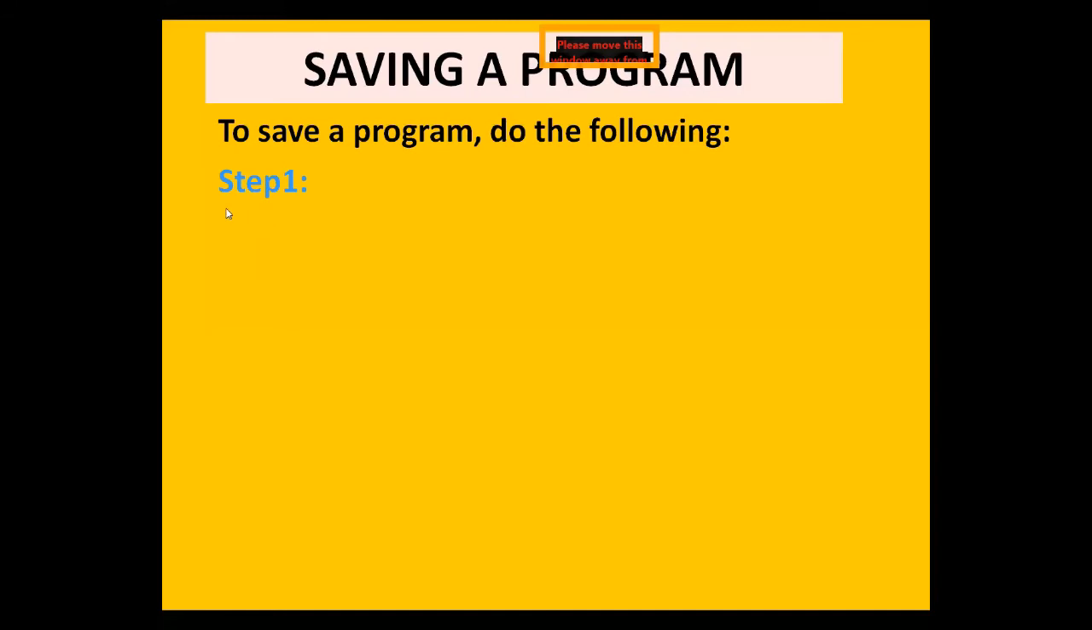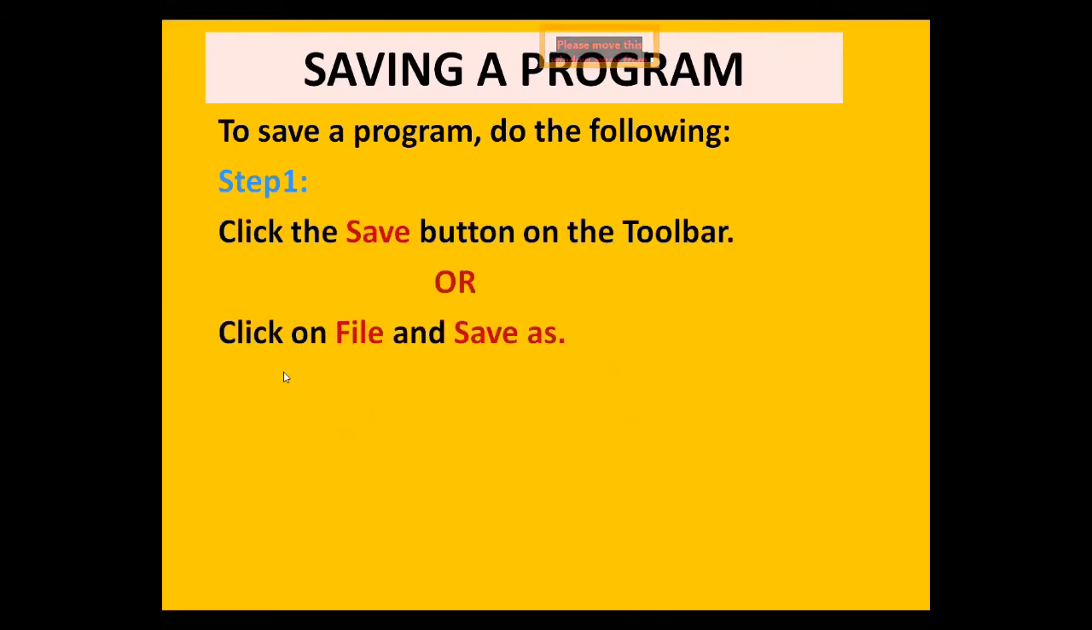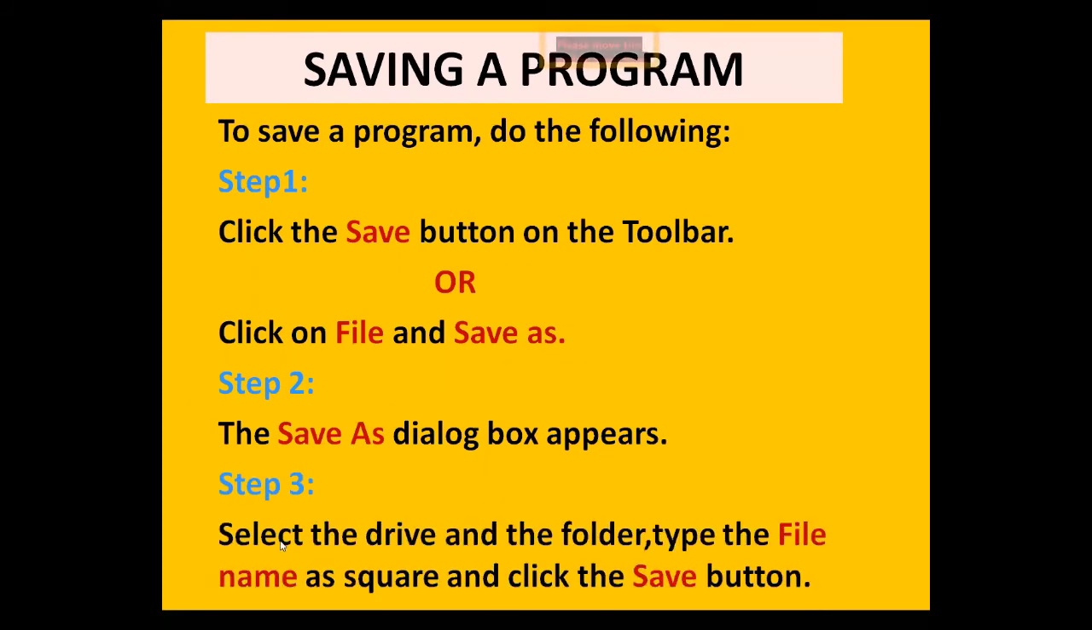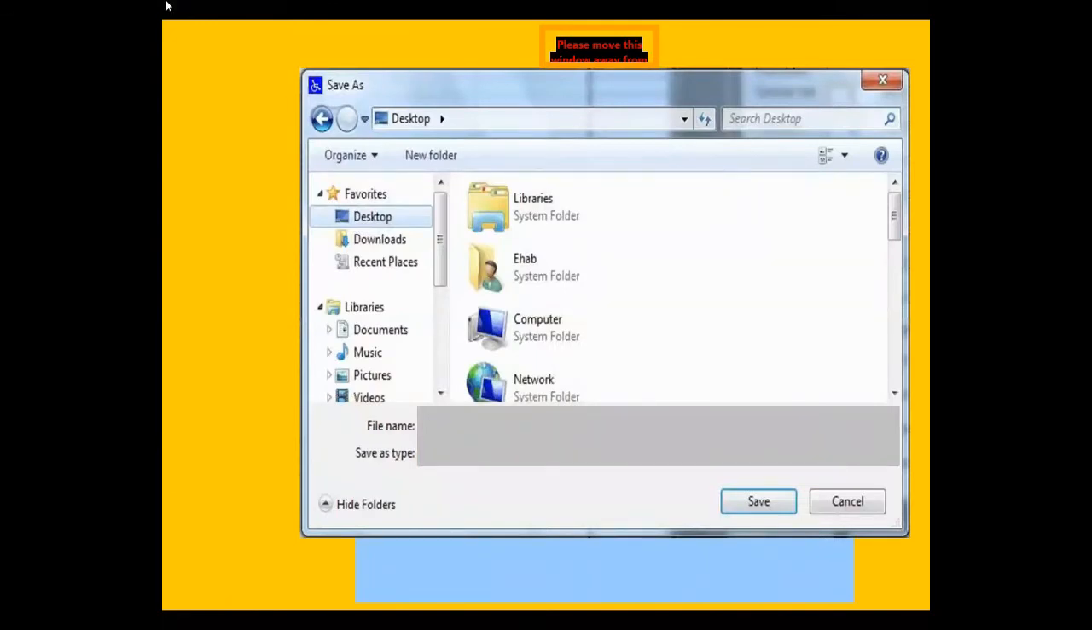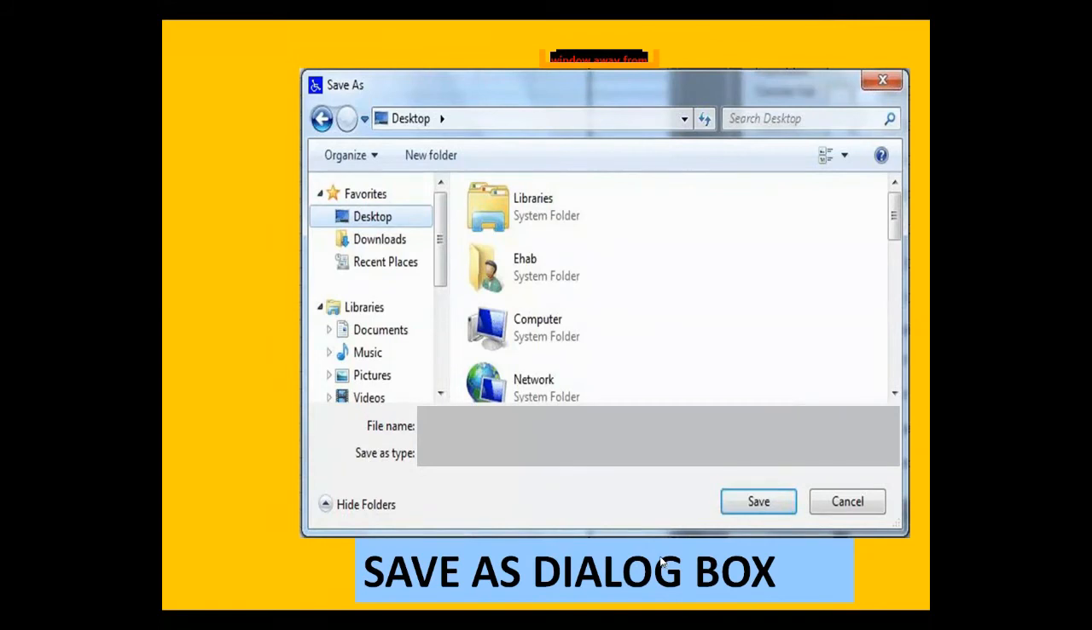Now we learn how to save a program. To save a program, do the following steps. Step number 1, click the save button on the toolbar, or you can also click on file and save as. Step number 2, the save as dialog box appears. Step number 3, select the drive and the folder, then type the file name as square and click the save button. So now you can see here the save as dialog box appears.